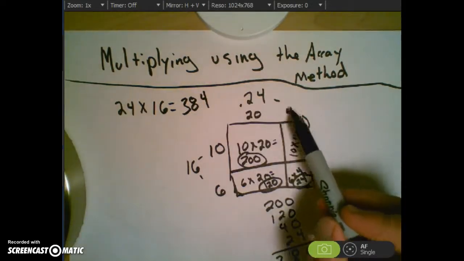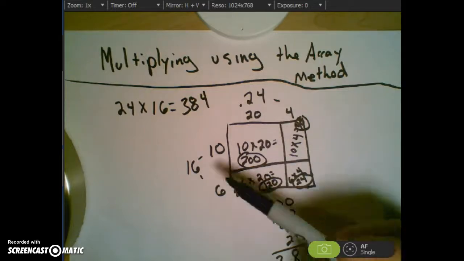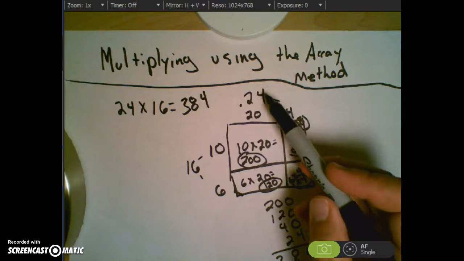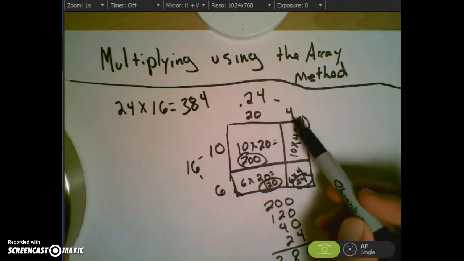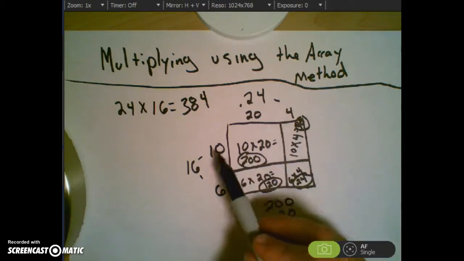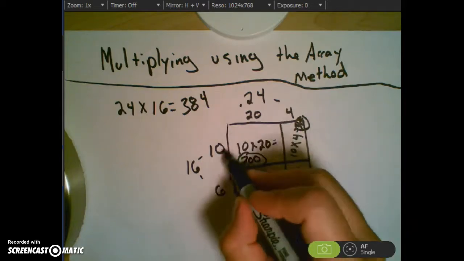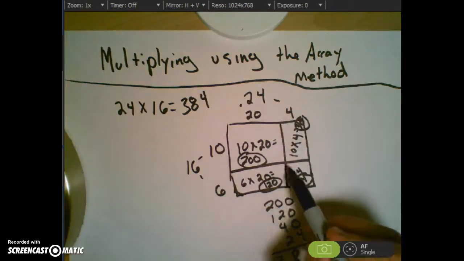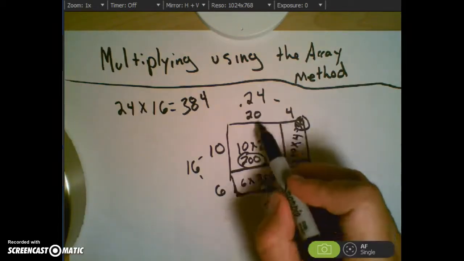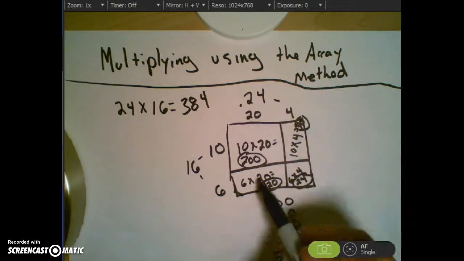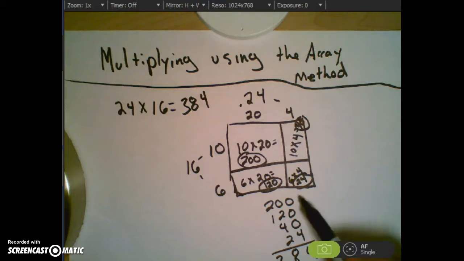So just to go over it one more time, nice and slow. What I have here is a 24 by 16 array. I break my rows into 10 rows and 6 rows, and I break my columns into 20 columns and 4 columns. Then all I have to do is multiply the small arrays that I have made. So I multiply 10 by 20, I multiply 10 by 4, and down here I multiply 6 by 20, and I multiply 6 by 4. Then all I have to do is add up all of my answers, which I did right here. And it gives me my answer to my original problem.